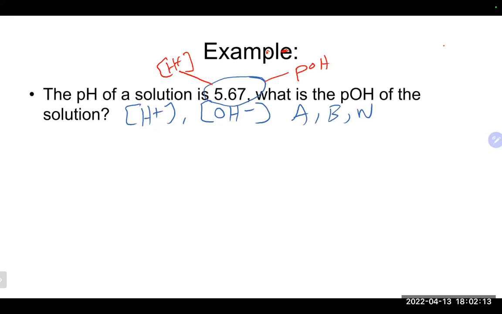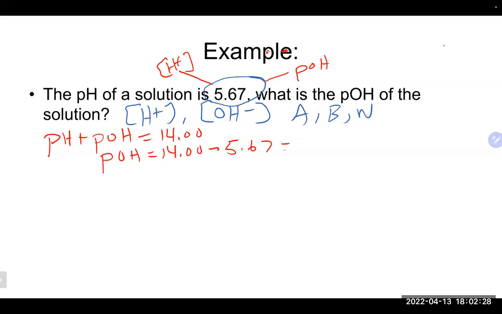We'll start with the pOH, and again, we could just simply use that relationship that we saw. pH plus pOH gives us 14. That means that our pOH here would be 14 minus the pH, which is 5.67 in this case. And that would get us a lot of zeros on my calculator. 8.33 looks like our pOH here. Any questions on that part there?